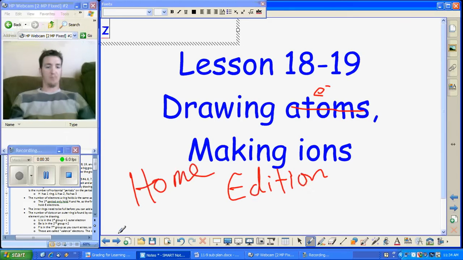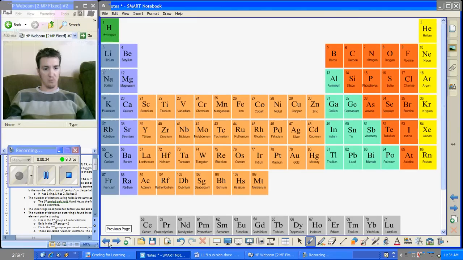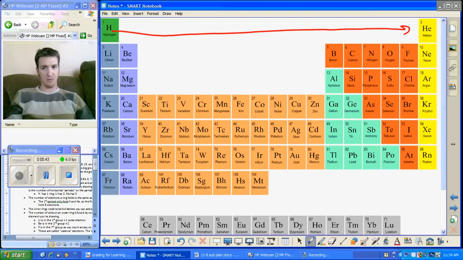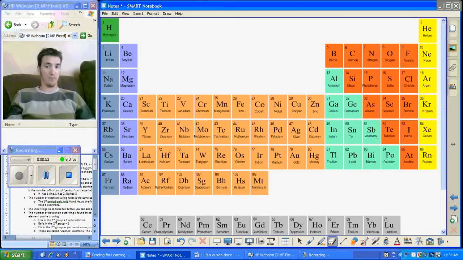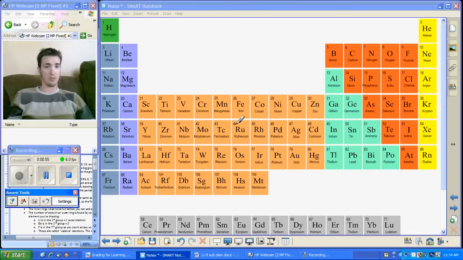Alright, so with these, if we're looking at the periodic table, the thing to remember is as you are going through these, you are adding left to right one more proton, one more electron. So every box is just one more, for all we care about now, is just one more electron.